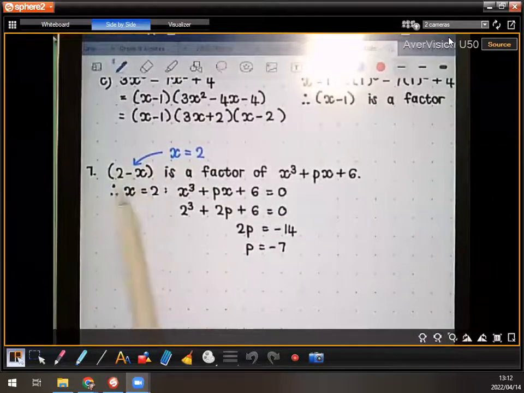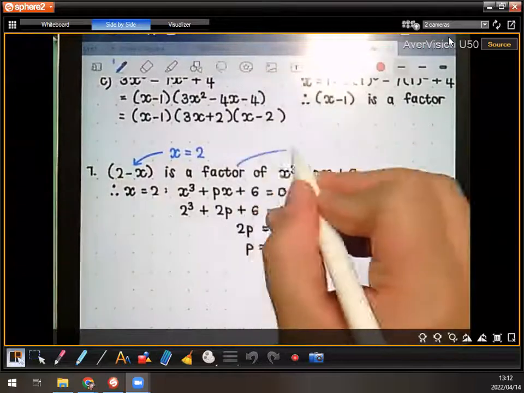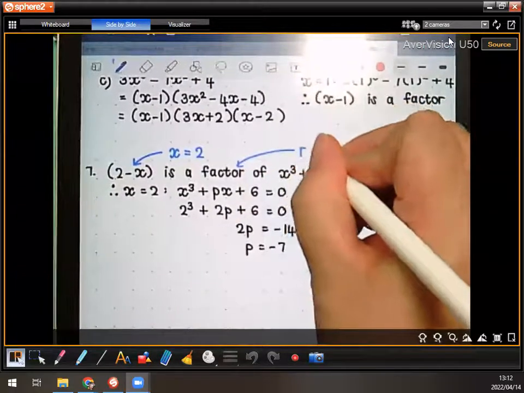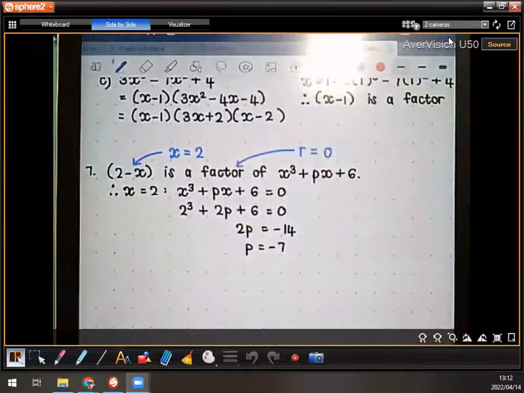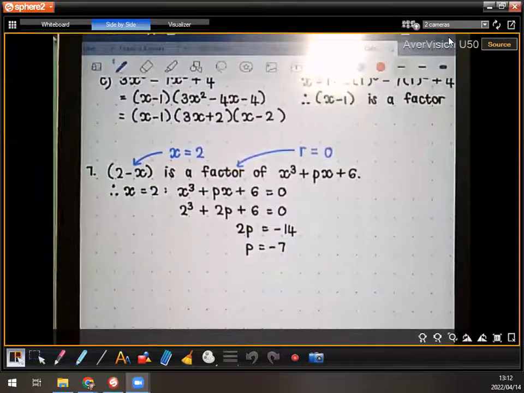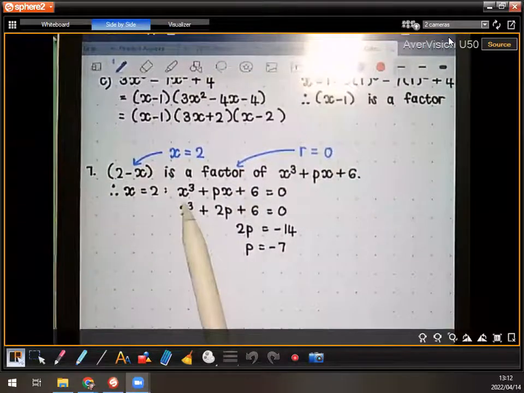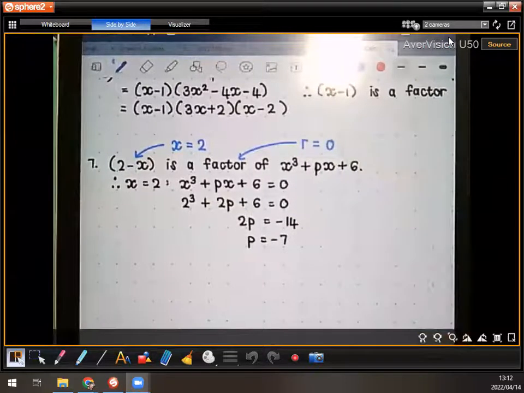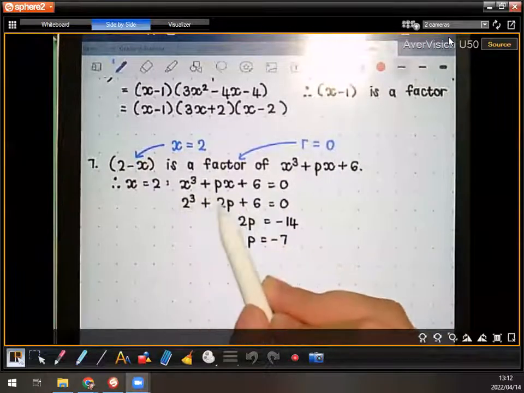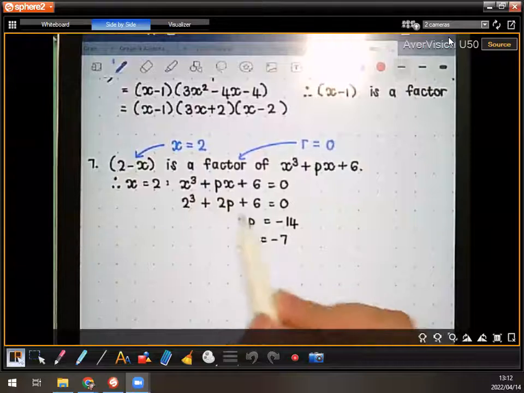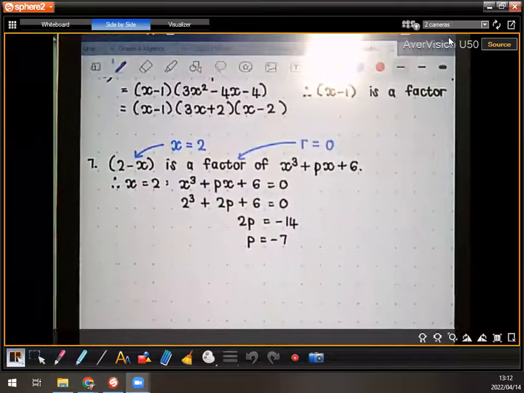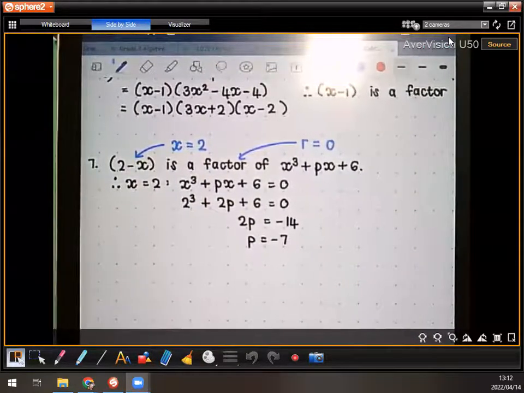So they're telling me that 2 minus x is a factor of this. And if it is a factor, remember, then it means that the remainder, when x is 2, is going to be equal to 0. Do you remember that from yesterday? If the remainder is 0, then something is a factor. So how do we find the remainder? By subbing in the x value into that equation. So the remainder will be 0. So that is the remainder there, where x is 2. And then we just solve for p from there. So that was a bit of an application type question.